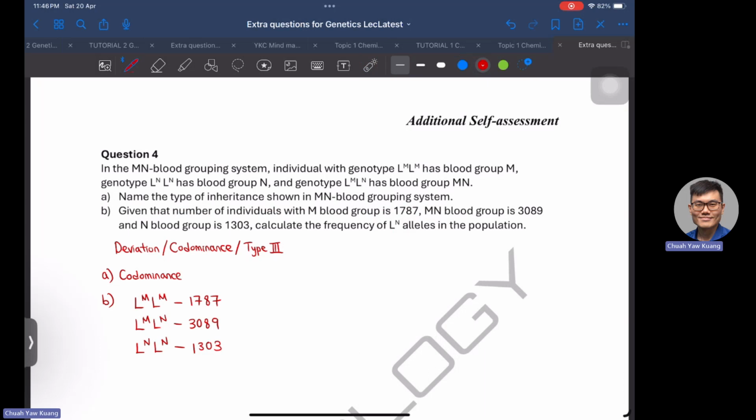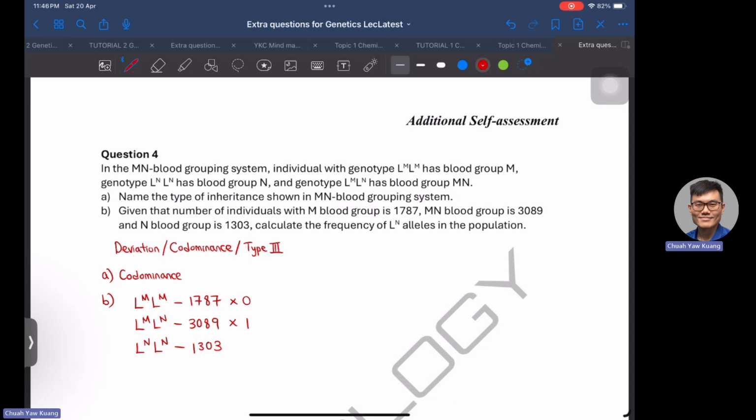For the individuals with LM, they have no LN allele. They are M, not N, so they don't have any LN allele. So we multiply by 0. For those that are heterozygous, every individual gets 1 LN allele. So this is the total number, and everyone gets 1, so we multiply by 1.